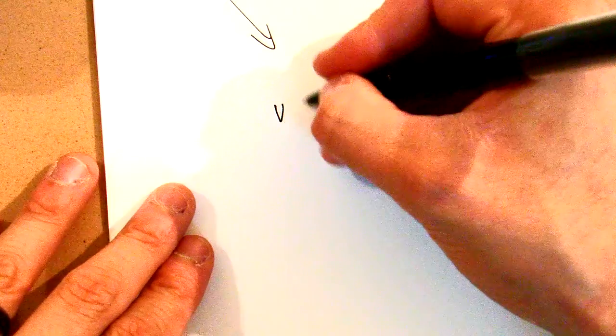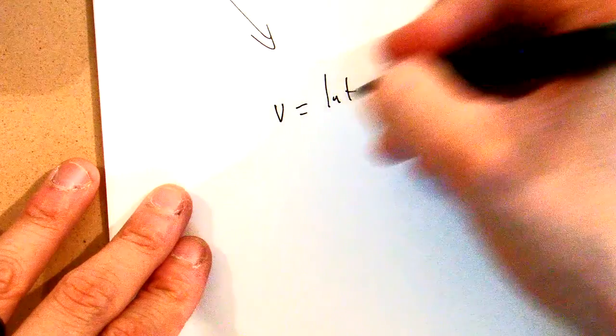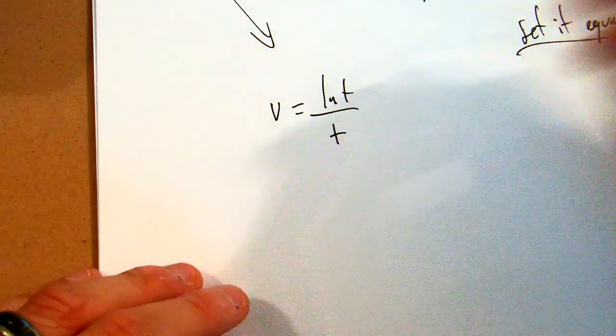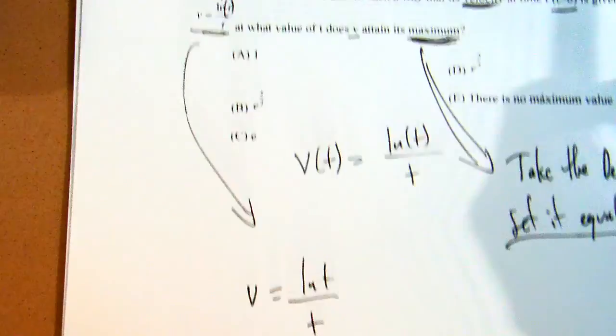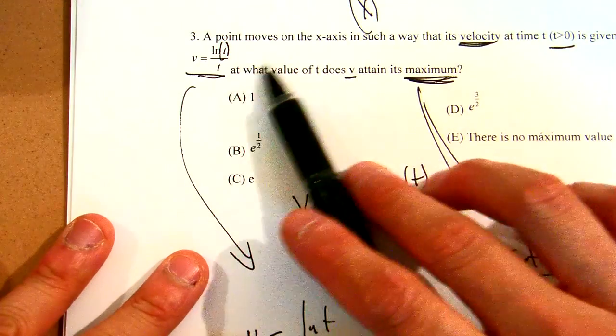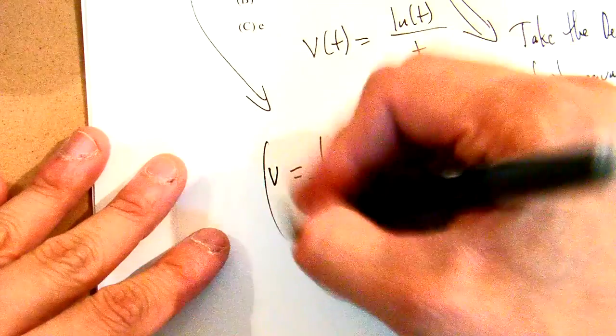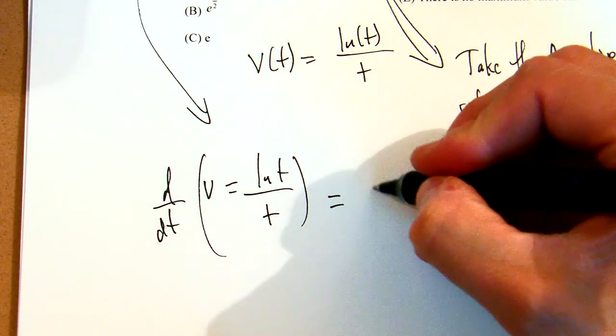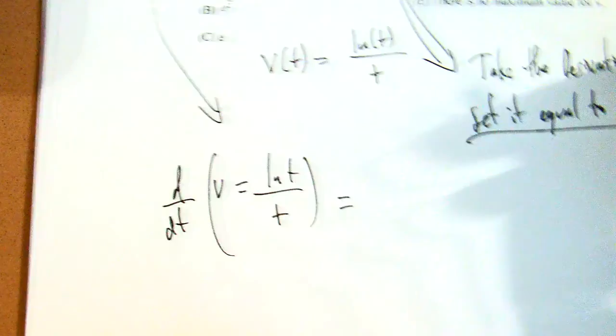So we know v is equal to ln of t over t, right? So I'm going to take the derivative of this one with respect to t. Why t? Because this is a function of t here. So I'm going to go d dt on both sides. So what do I get here? You could write dv dt, it doesn't matter.